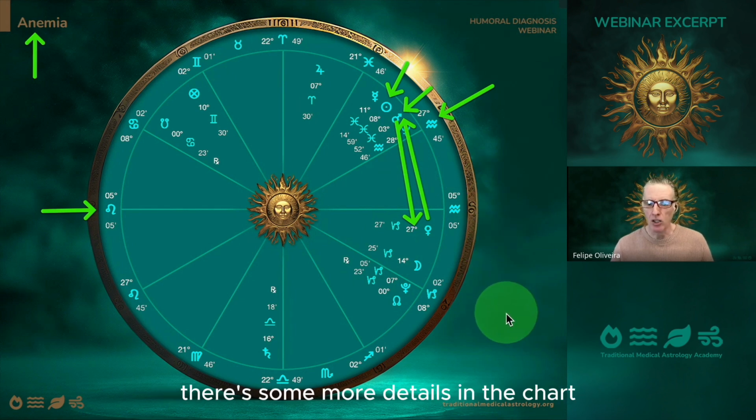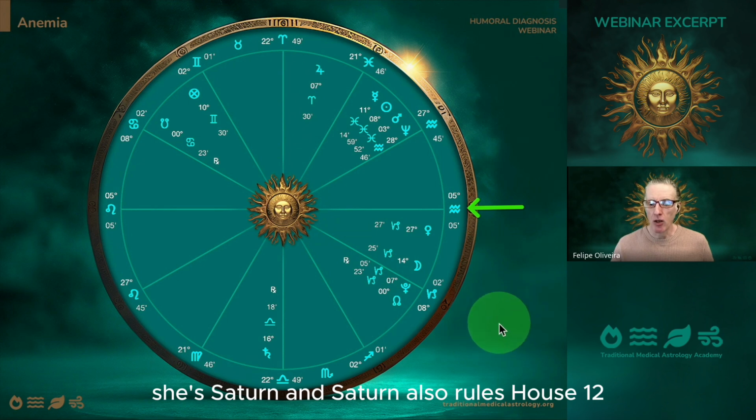There's some more details in the chart. She's Saturn, and Saturn also rules house 12.